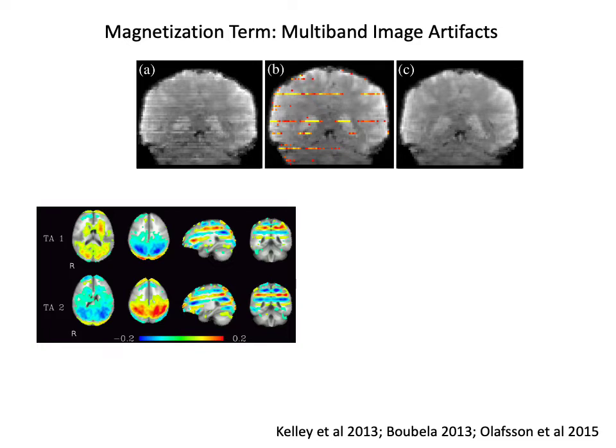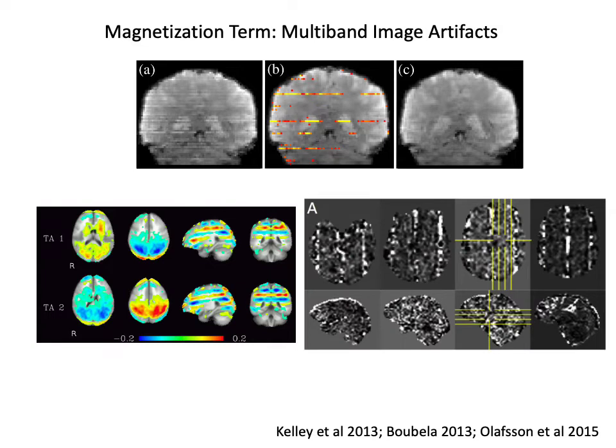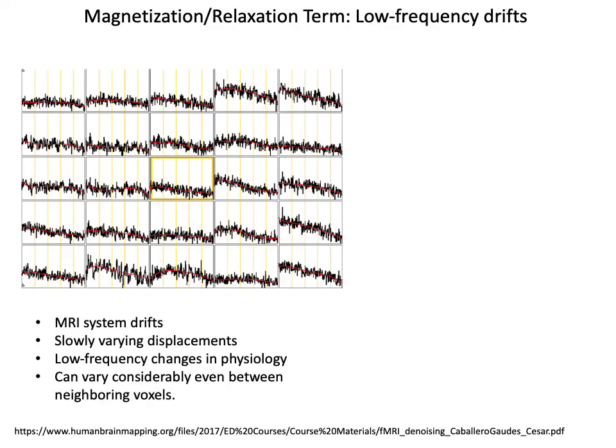These are some examples of multiband artifacts that were first identified with ICA applied to single-echo multiband EPI acquisitions. In later work, Olofsson and others used multi-echo multiband EPI acquisitions and the multi-echo ICA approach to show that these multiband artifacts primarily reflect perturbations of the magnetization term.